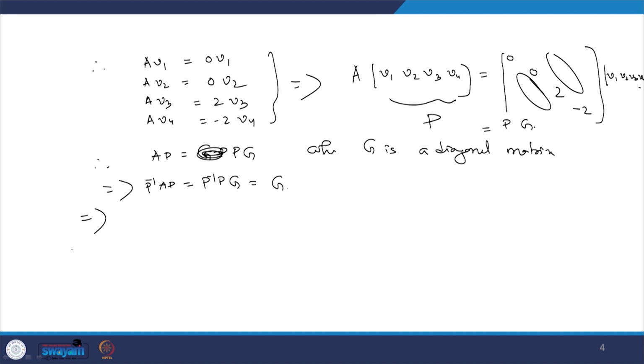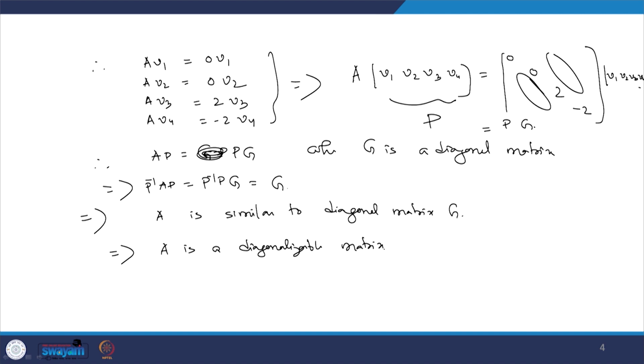So, this implies A is similar to the diagonal matrix G. This implies A is a diagonalizable matrix also.